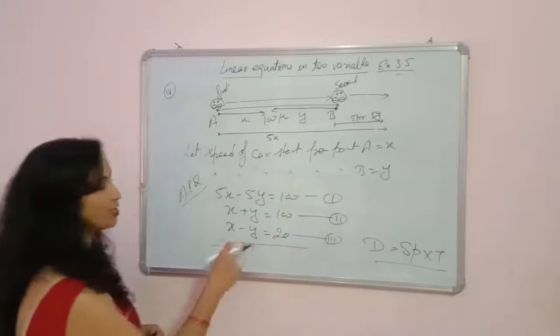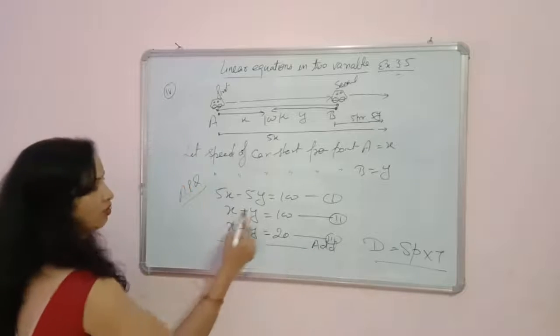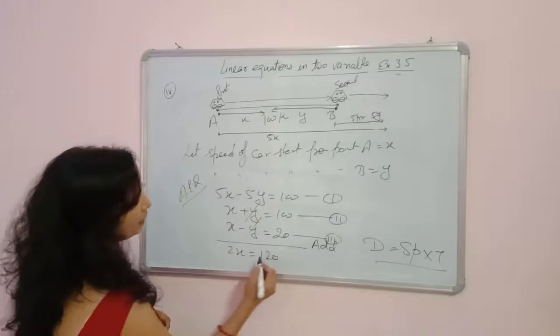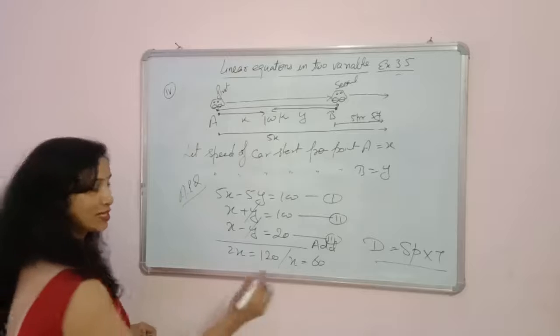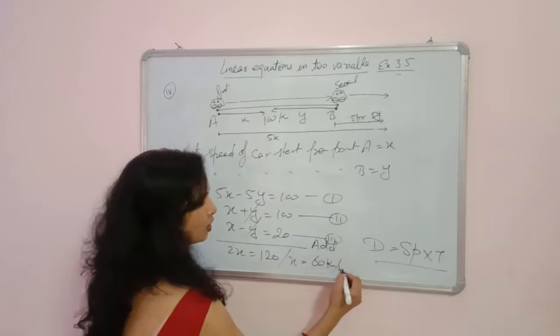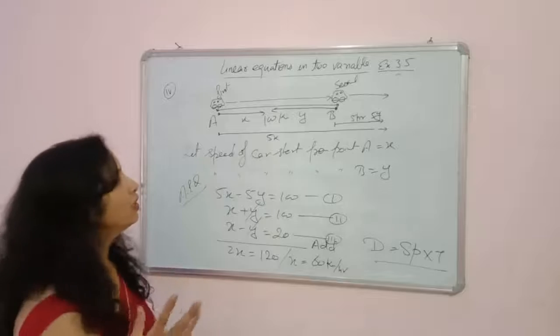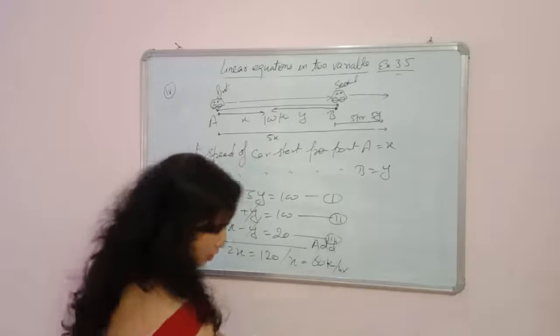What can we do to cancel out y? We can add the equations. So we are going to add the equations. y will cancel out with y. We get 2x is equal to 120. And what is the value of x here? x is equal to 60 kilometers per hour. So this is the speed of the car. We have the time in hours and the distance in kilometers, so the speed will be in kilometers per hour. This is the value of x.